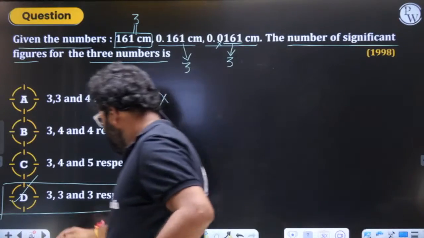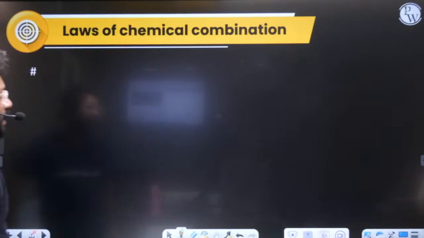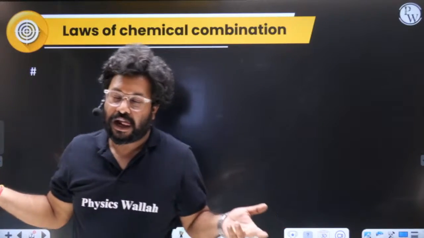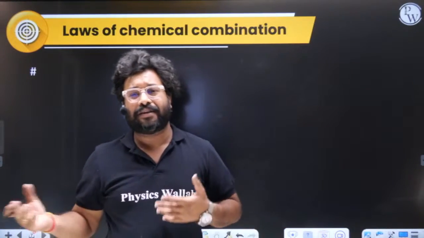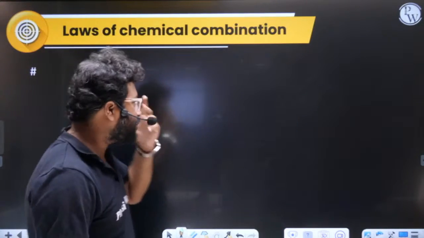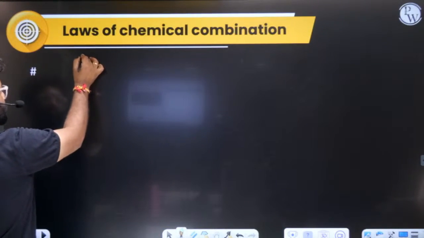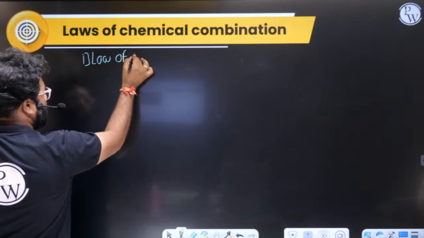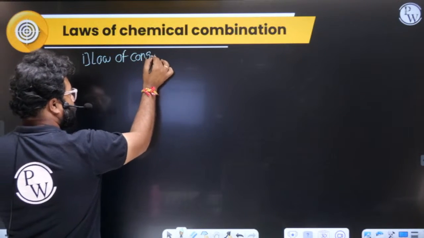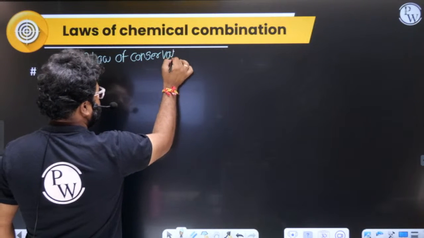Now let's move to the next concept. Then we go to the question as well. The concept is laws of chemical combination. Now there are different laws of chemical combination. The very first law that we are going to see is the law of conservation of mass.